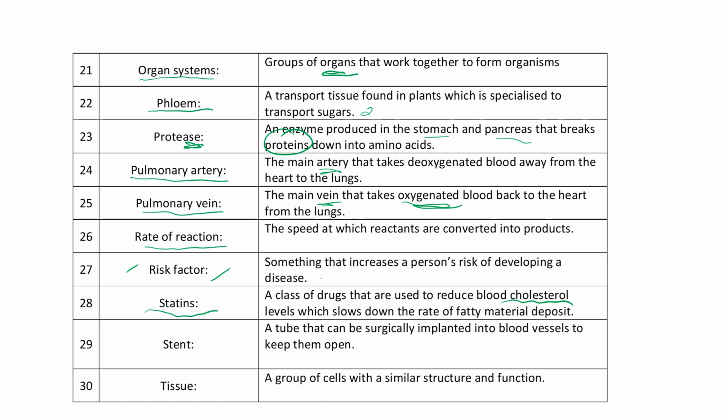A tube that can be surgically implanted into blood vessels to keep them open. So if you've got a blood vessel and it's got fatty deposits building up inside it, you can have a stent put in, which is a bit like a balloon that inflates, and it's almost a bit like chicken wire, very, very thin chicken wire that then holds the whole thing open, stops it collapsing. A stent. A group of cells, so lots of cells that work together, a tissue.